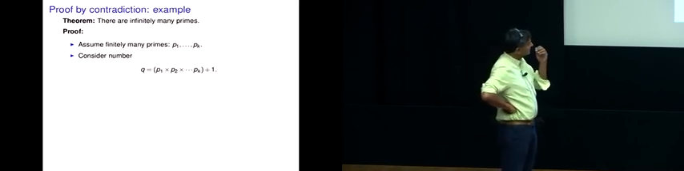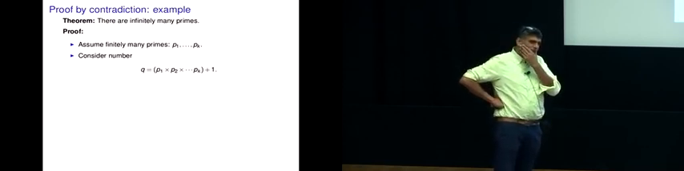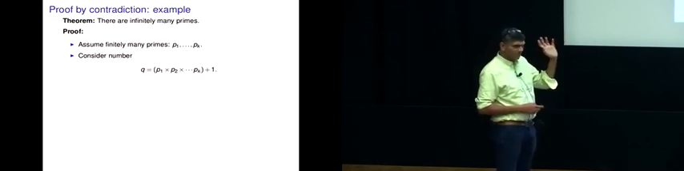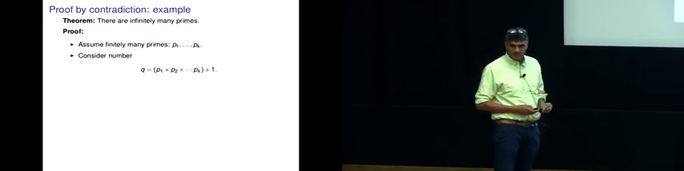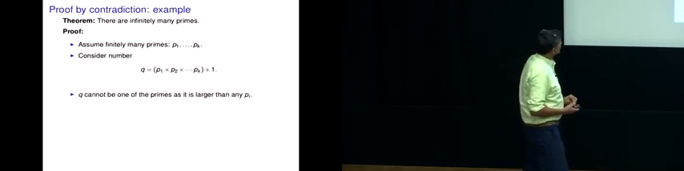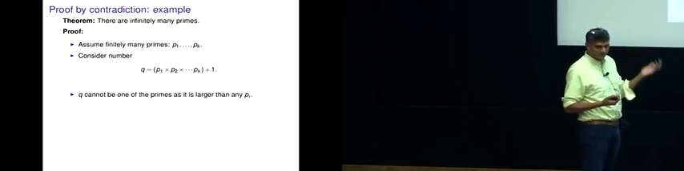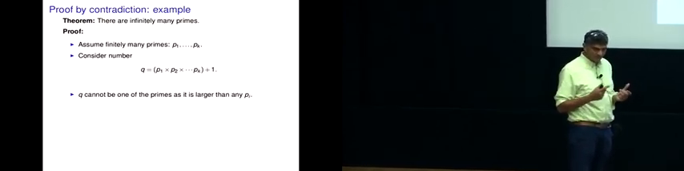That's just some number q. Now, there's a question. Is q prime or not? We're talking about primes, so let's examine whether q could be prime. Okay, it can't be prime, right? Because we assume there's only finitely many of them.